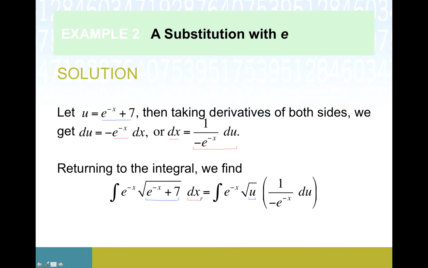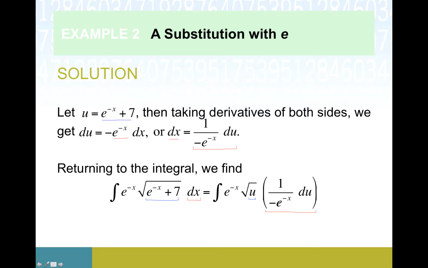Because remember, our rule said, sure, you can get rid of all the x's, but you really got to get rid of all the x's. So not just the x terms, but the dx terms as well. So this was that piece we had up above, 1 over negative e to the negative x du. All of that can be dumped in where dx used to be.